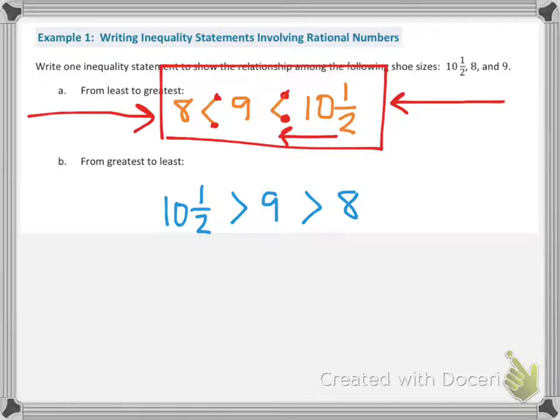So I really did it in my first expression, but in order to change the order, we can write greatest to least and get this second one. Okay, and we're just ordering, just like we did before, but now we're using inequality symbols.